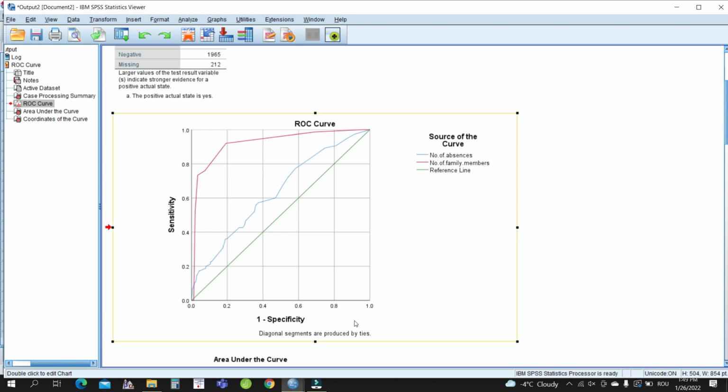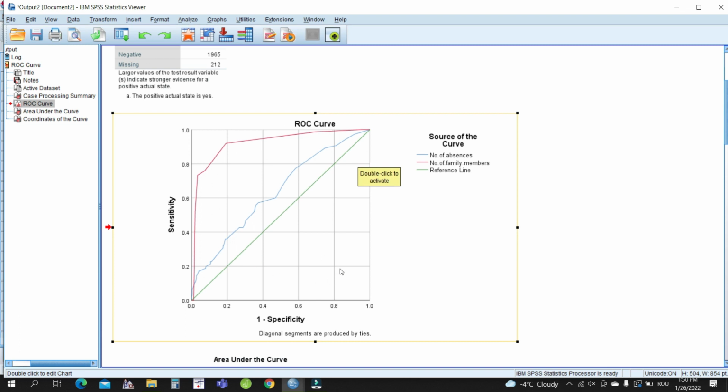On the horizontal axis, we have 1 minus specificity. This is the opposite statistic for the specificity, also called the false positive rate. On the vertical axis, we have sensitivity, also called the true positive rate. The space generated by these two axes is called the ROC space.